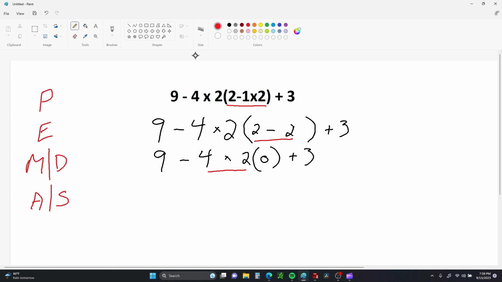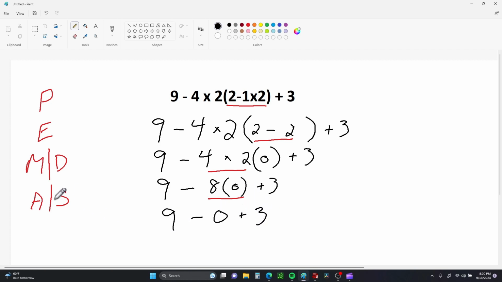So then I'm going to bring down what I didn't use, which is 9 minus 4 times 2 is 8. And I still have times 0 here. And then I have plus 3. And then the next thing I'm up to is I have to still stay with multiplication before I can do the addition and subtraction. So I have the 9. So 8 times 0 is 0. And then I bring down the plus 3.